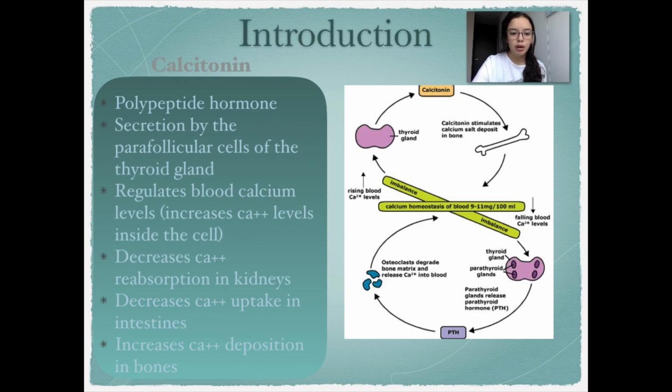Calcitonin is a polypeptide hormone that is secreted by the parafollicular cells of the thyroid gland. This molecule is going to be in charge of regulating blood calcium levels. Well, how does it do this? As you can see in the picture, whenever there is an imbalance in the concentration of calcium, this molecule is going to decrease calcium reabsorption in the kidneys, decrease calcium uptake from the intestines, and also increase calcium deposition in bones, all of which are going to regulate the concentrations of calcium.